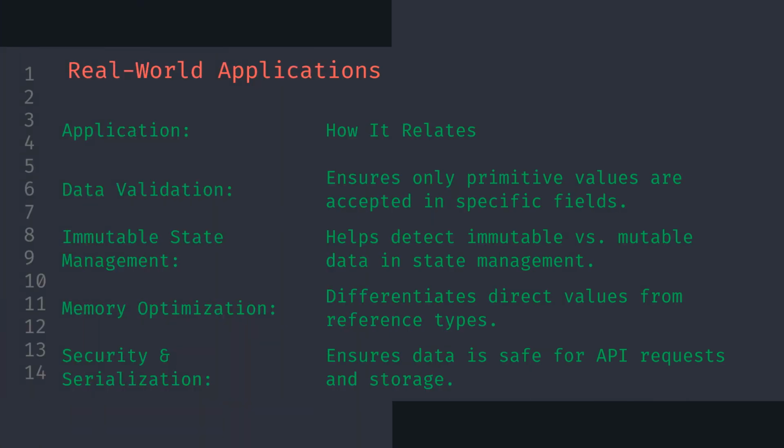This function is useful in validating data, optimizing memory, and handling immutable states. It ensures that objects are properly differentiated from primitives, making JavaScript applications more robust.